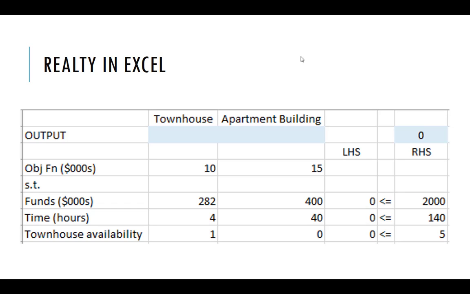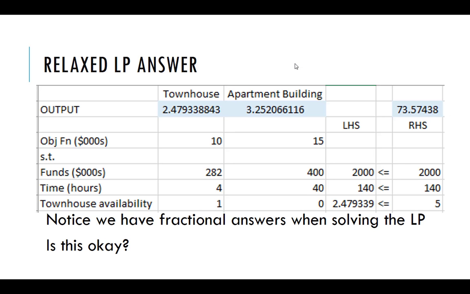All right, so we set the realty example up in Excel like this, right? This might look slightly different than what I did in the last video, but it's about the same. Put in the parameters, and we got fractional answers, right? Is this okay? That was how we left off last time, and we said no, this is not okay. We cannot buy fractional townhouses. We cannot buy fractional apartment buildings. It has to be whole numbers.